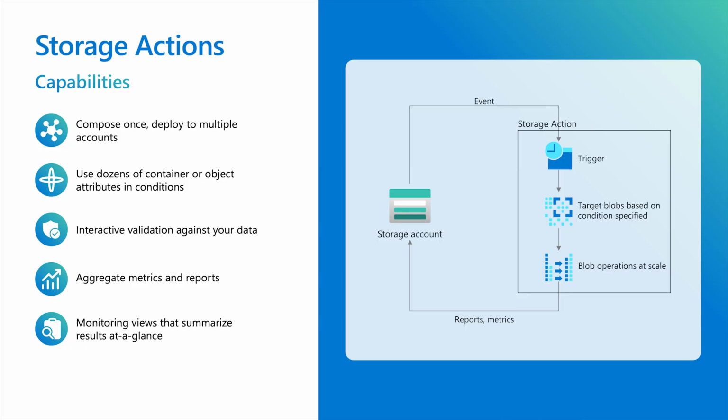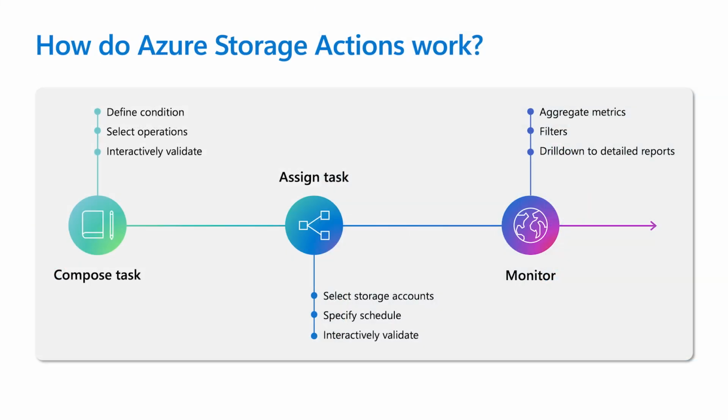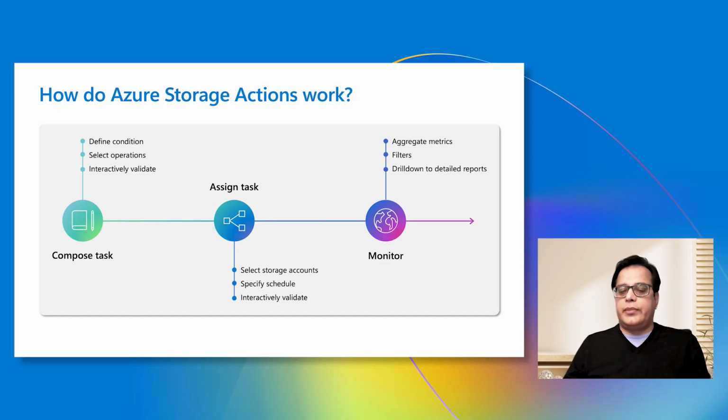Let's try this out. We're going to use a no-code experience to compose a storage task where we'll select a combination of attributes that identify the blobs we want to process. These conditions can use attributes based on the container or the blobs, and that can include the naming patterns, the file types, and the timestamps like the creation time, the modification time, or the last access time. You can use metadata or blob tags.